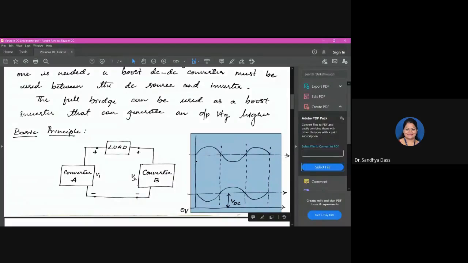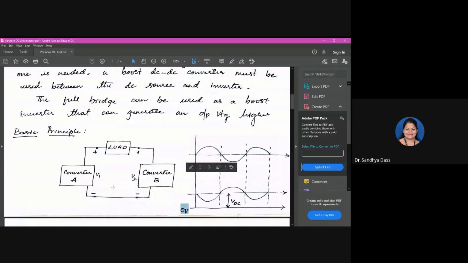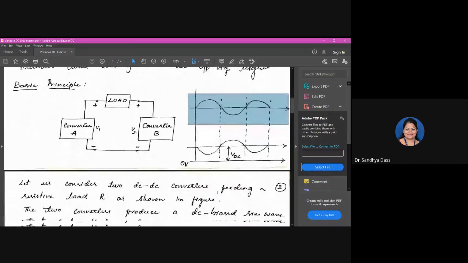I'll repeat, the converters here should be designed in such a way that they produce a DC bias sine wave as shown here, such that they produce only a unipolar output. So the outputs of both converters, converter A and converter B, will be 180 degrees out of phase. Why is that? We will discuss now.